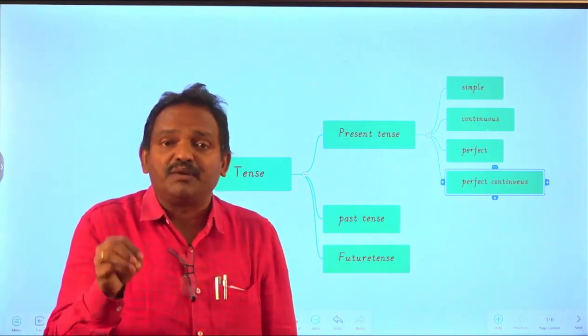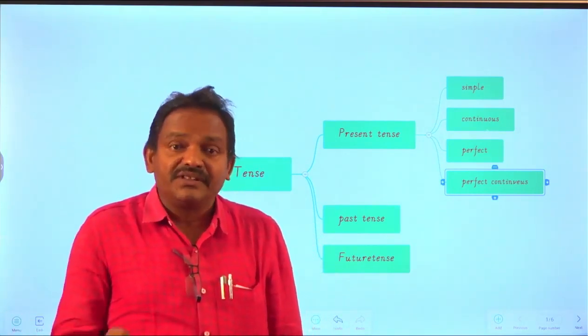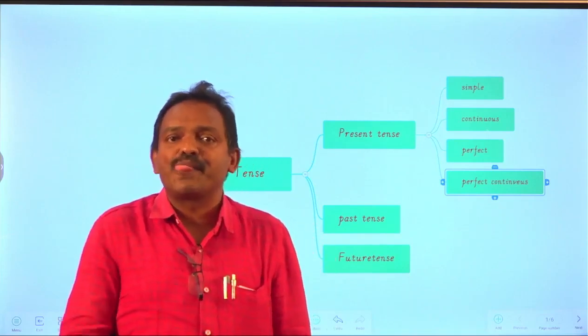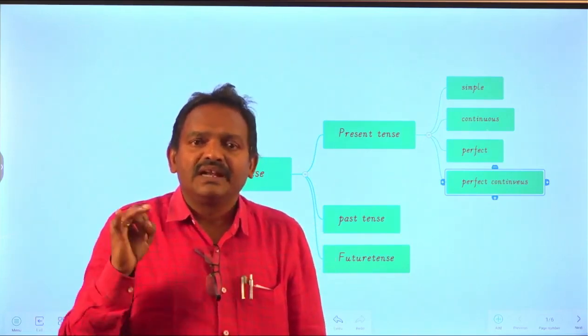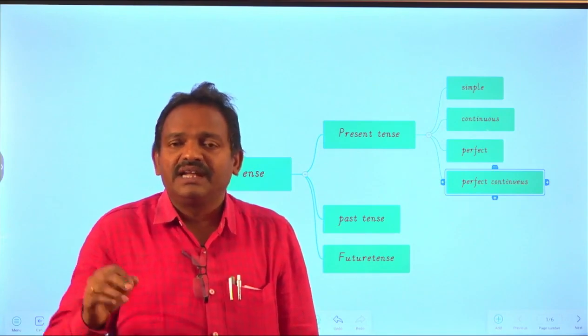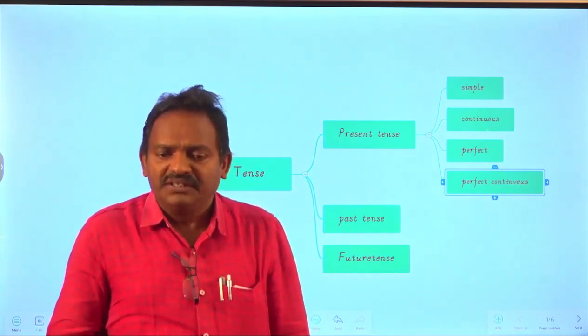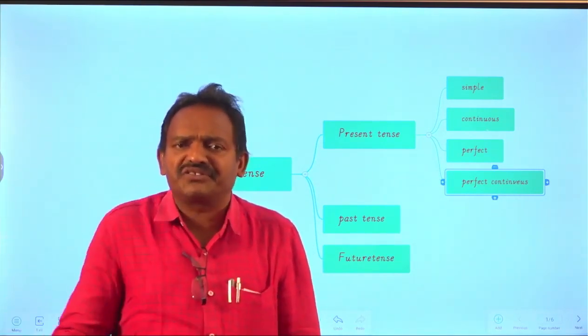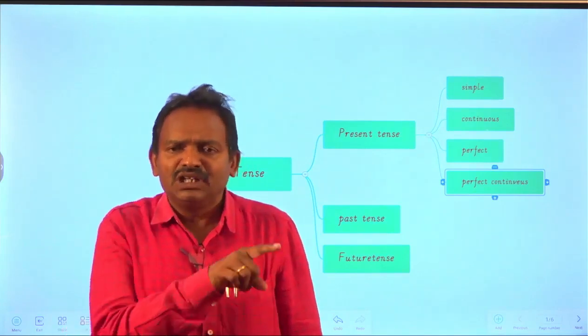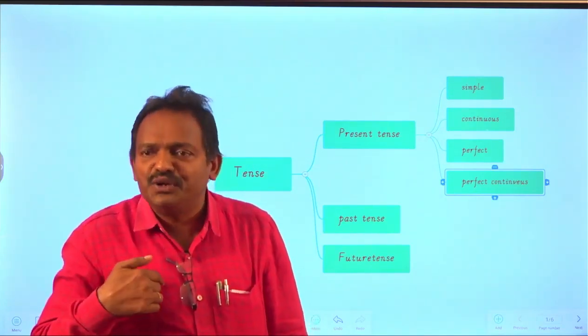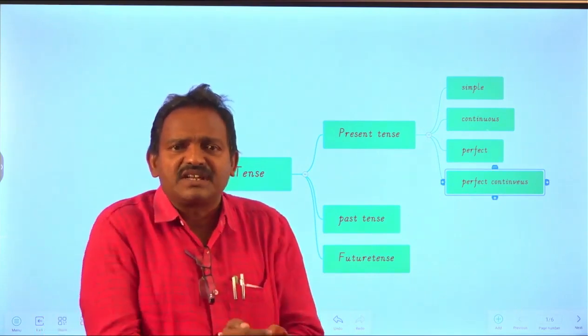Likewise, this is the present continuous tense. The clues of the present continuous tense are look, listen, don't, at this time, now. These are all the clues of present continuous tense. For example, don't disturb me, I am doing my homework. Don't disturb me is the clue for that.